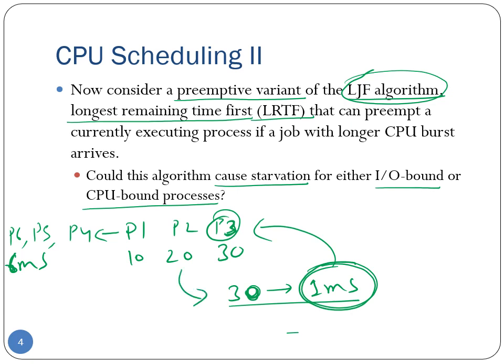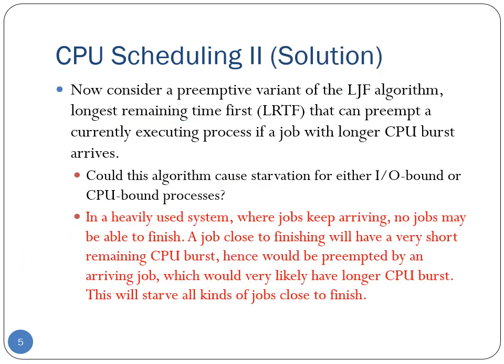So close to completion, all kinds of processes are very likely to be preempted in a busy system where new processes keep coming in, and because the executing process was close to completion, its remaining time would very likely be less than the new execution time or the CPU burst of the newly arriving process. Therefore, all kinds of processes would starve for completion in this kind of scheduling algorithm. The answer is also summarized over here.